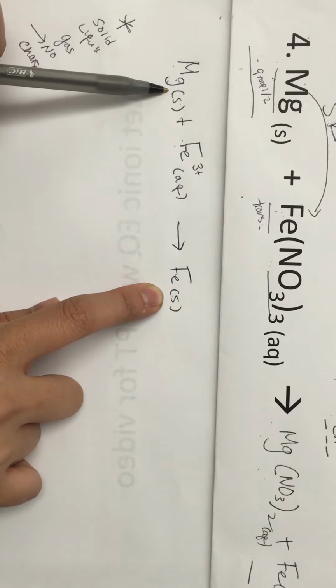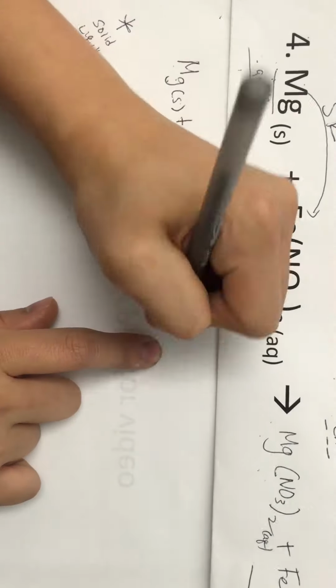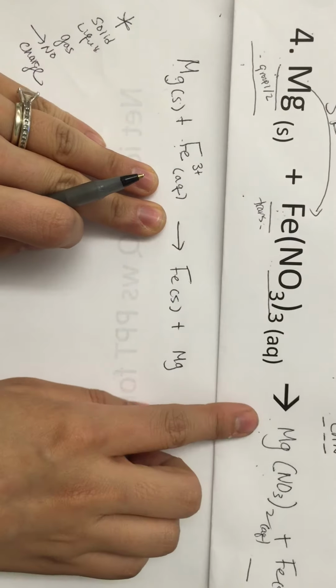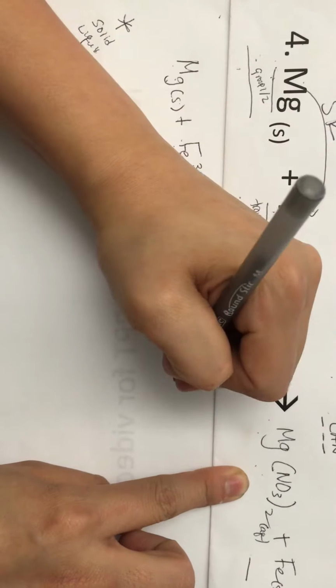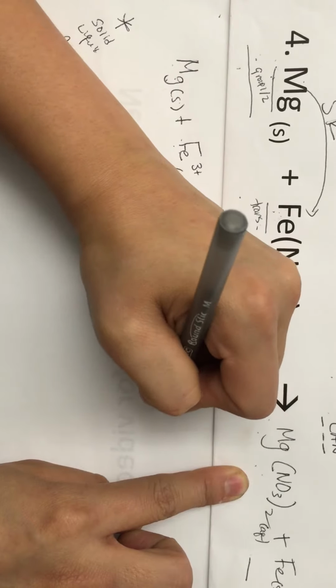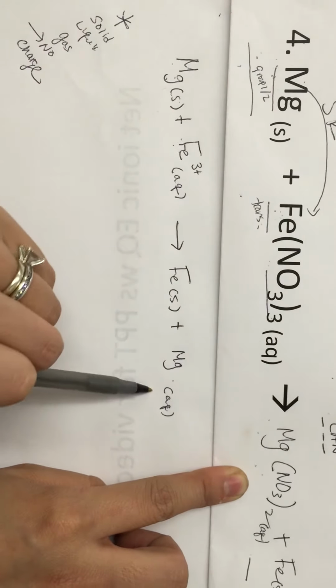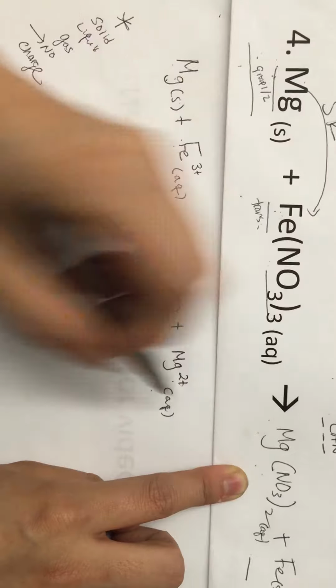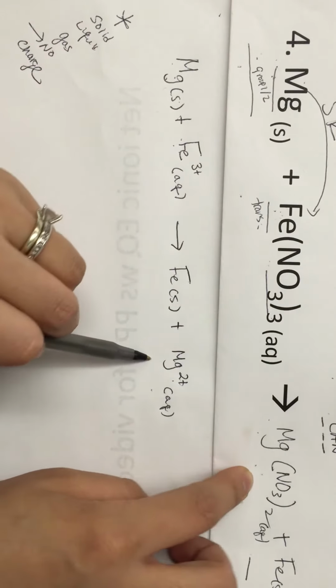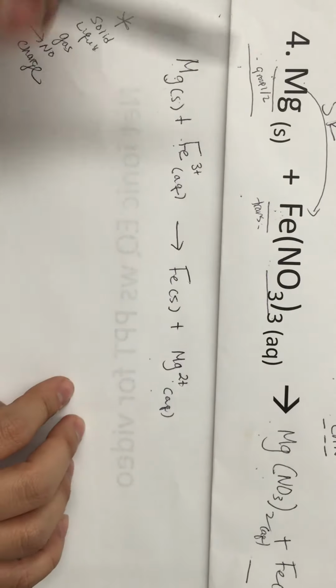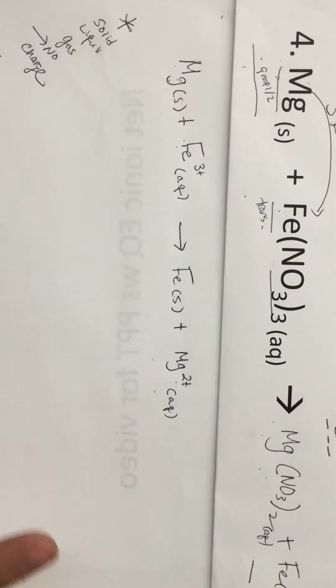I need to do something about my magnesium, so what do I do here? I'm going to say, well, magnesium from my product side came from here, right here. So magnesium then, it is going to be aqueous. And what was the charge? The charge is 2+, and I know that from looking at the periodic table. It's in group 2. Now the next step is to balance it.